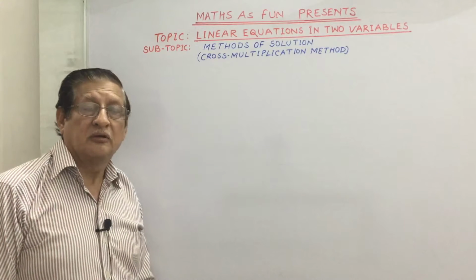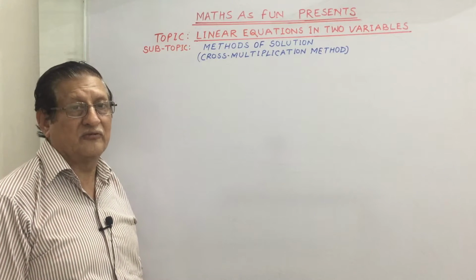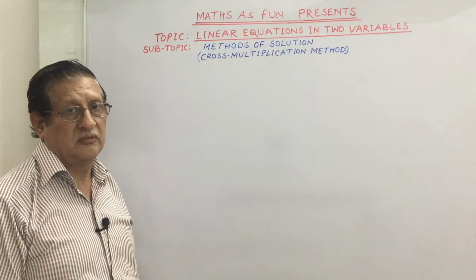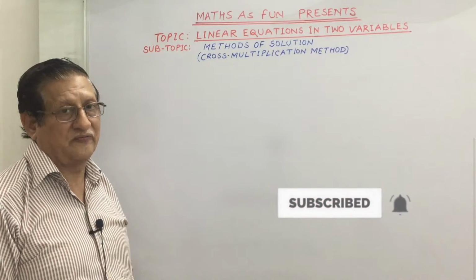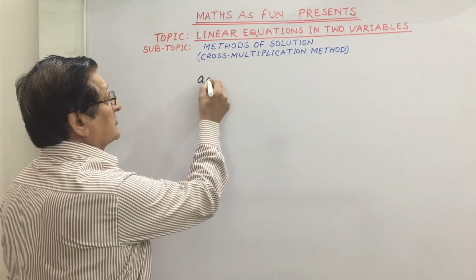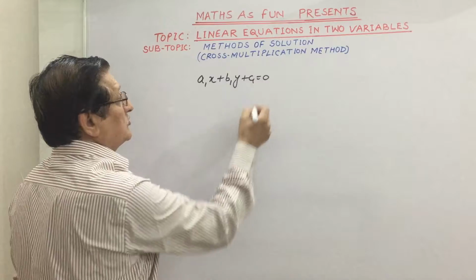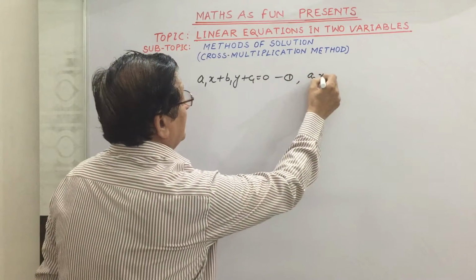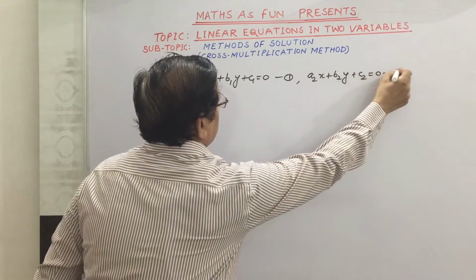Hello everyone. In this video we are going to learn about the cross multiplication method of solving the pair of linear equations in two variables. How to do that? Let us understand its algorithm first. That is, if we have the system of equations a1x plus b1y plus c1 equal to 0, this is the first equation, and the second equation we have a2x plus b2y plus c2 equal to 0.